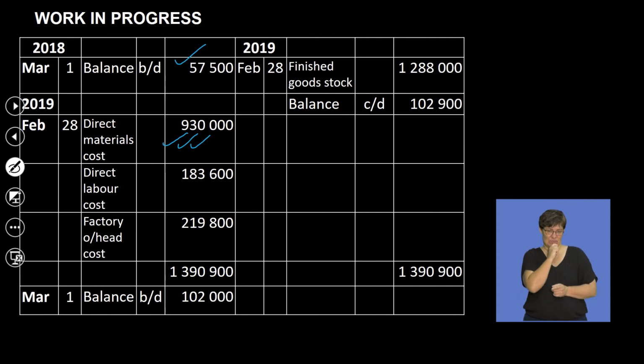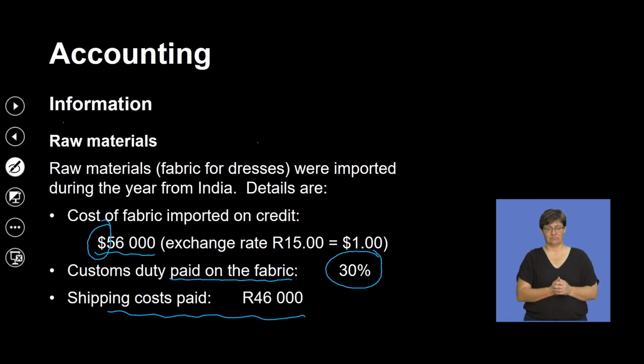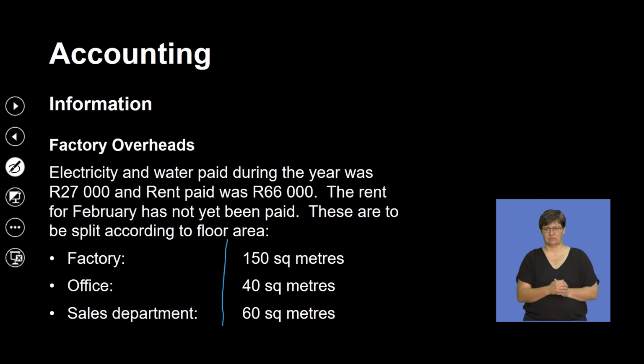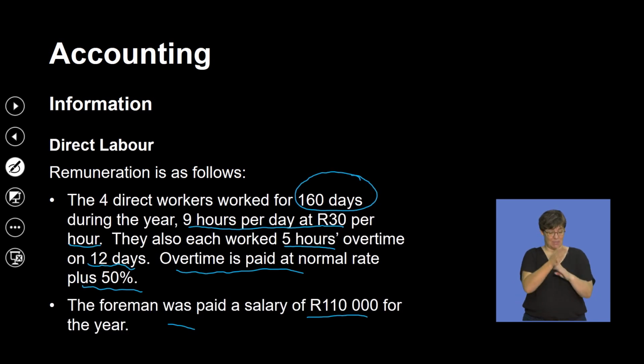Okay, the next item that you have is your direct labor cost. Again, let's look at the calculation here. With regards to direct labor, what are we told? Let's find that slide that has the information on the labor. Okay. The direct labor, that's the one we're looking for. 4 direct workers who work for a total of 160 days during the year, 9 hours per day, right?